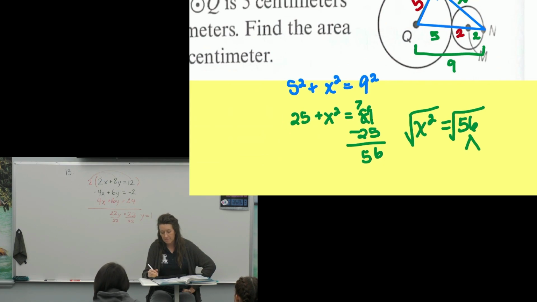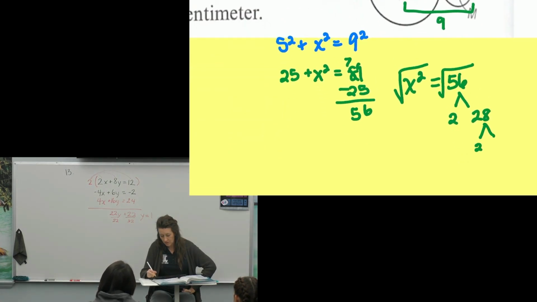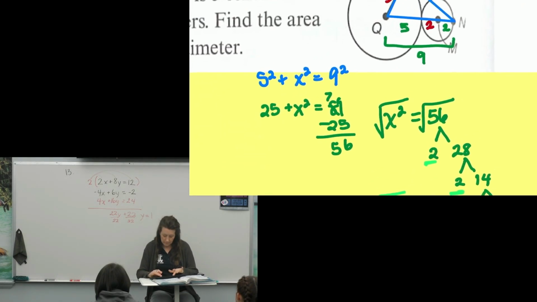Let's simplify that. 2 and 28. Then that could be 2 and 14. 2 and 7. So these guys can get out. So we'd have 2 roots of 14 for our side leg.